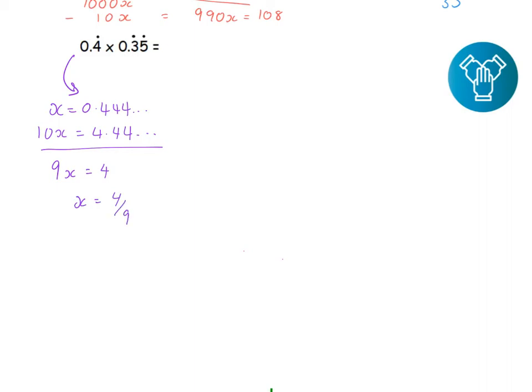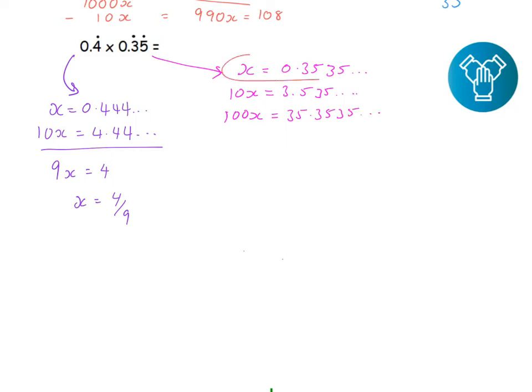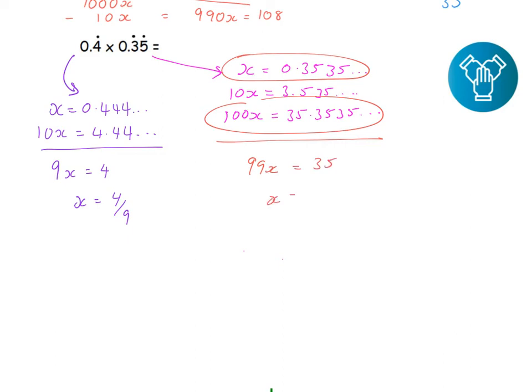Our second fraction, again working out, needs to be shown to prove the fact we can do this. So 10x is equal to 3.535, and then 100x is equal to 35.3535. So there is the two that I'm going to use. So when I subtract those two, I'm going to end up with 99x is equal to 35. So x is equal to 35 over 99.